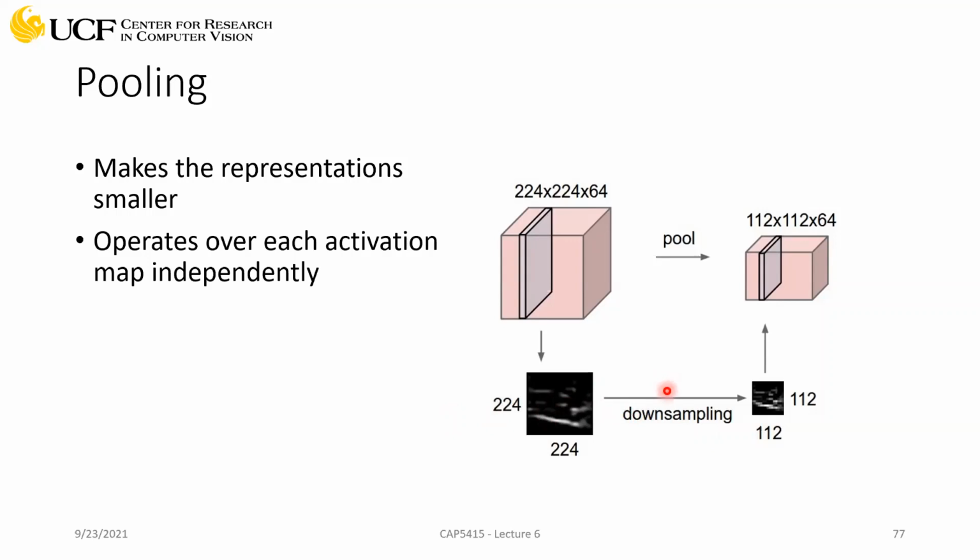Let's say we reduce it by half. So this will become 112, 112, and we put it back at the same location. And you can see that the depth is actually not changing. So if you have 64 different types of patterns here, like the depth is 64, then that's being preserved here. So the pooling is only on each activation independently.